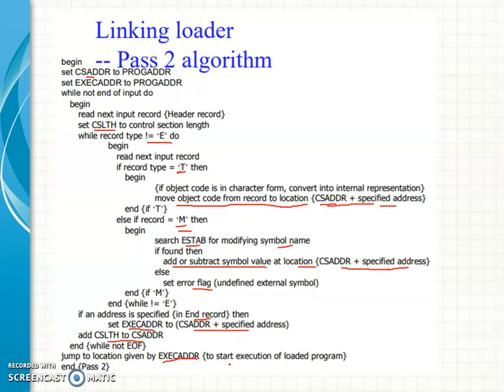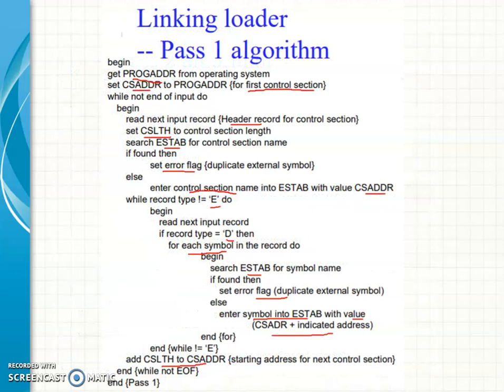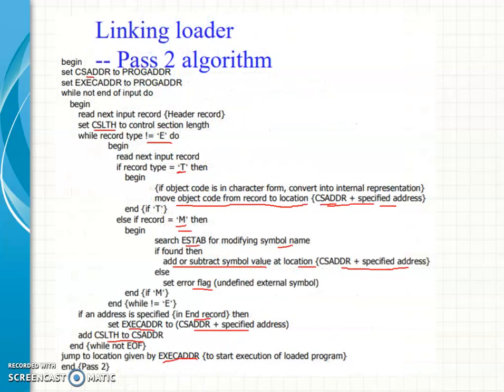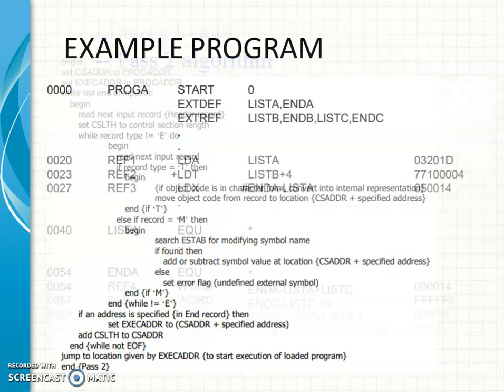This is the case with the pass 2 algorithm. So in both cases, once the end record is reached, this operation will be performed. That is, the control section address will be updated as control section address plus control section length. This is for finding the address of the next control section. And in the case of pass 2, this EXECADDR is used in order to find the address where the execution needs to be started for the program that is being loaded.